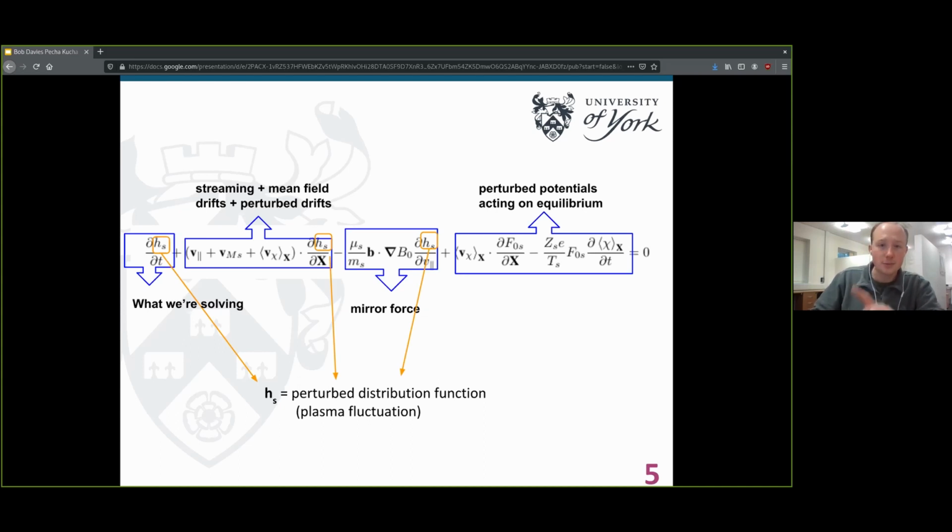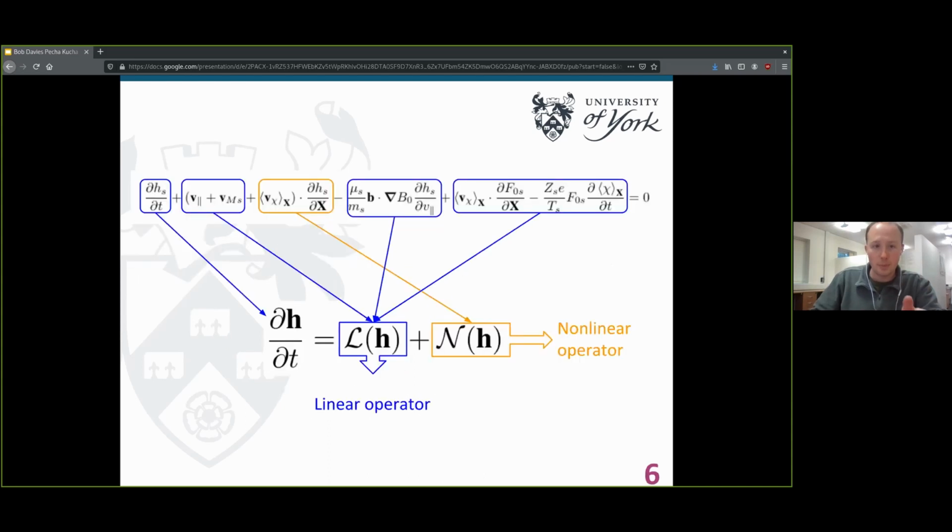Now, we can write the gyrokinetic equation as a linear operator acting on H, which is easy to solve, and a nonlinear operator, which is difficult to solve computationally. Physically, the nonlinear term corresponds to fluctuating electromagnetic drifts acting on H. So what if, for now, we just ignore this nonlinear term?